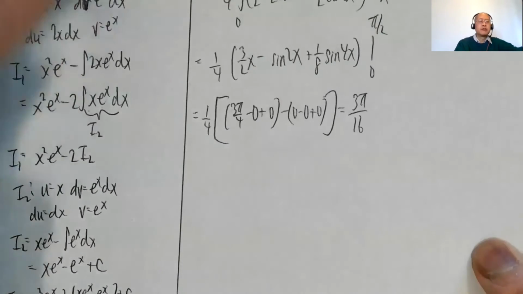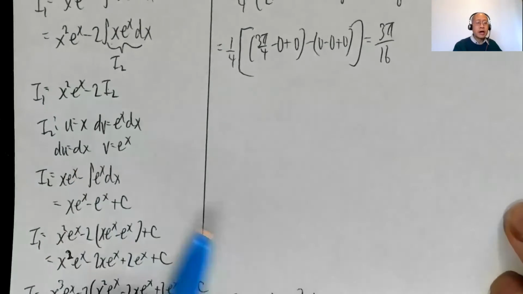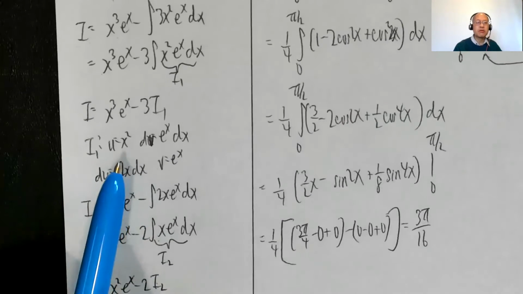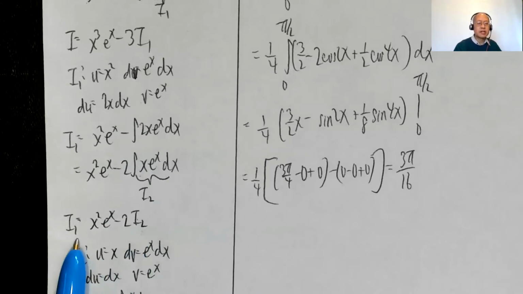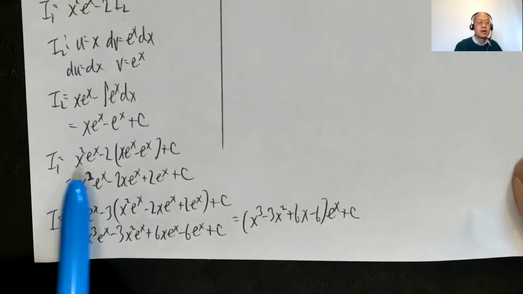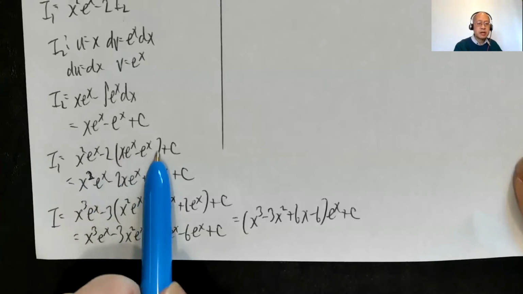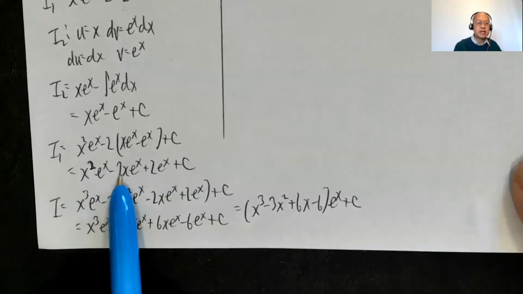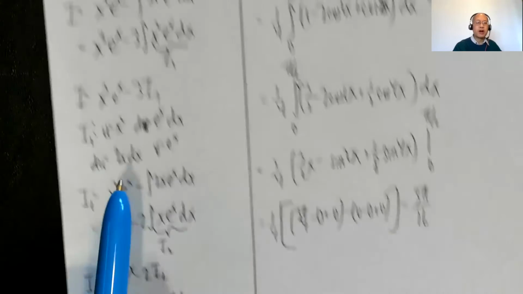And now I start back substituting. I2 is x e to the x minus e to the x plus c. Put that back over here. So I1 is x squared e to the x minus 2 I2. So x squared e to the x minus 2 times, here's I2, x e to the x minus e to the x plus c, x squared e to the x minus 2x e to the x plus 2 e to the x plus c. And now all of that goes in for I1.